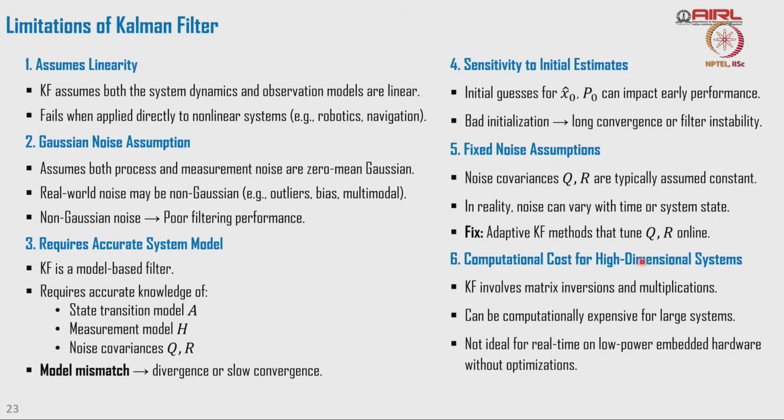Computational cost for high dimensional systems, right. The Kalman filter involves matrix inversions and multiplications. The computation can be expensive for a large system, a large order of the system. It is not ideal for real time on low power embedded hardware without optimization, right. You need reasonable computational capability to get this matrix computation done very fast.